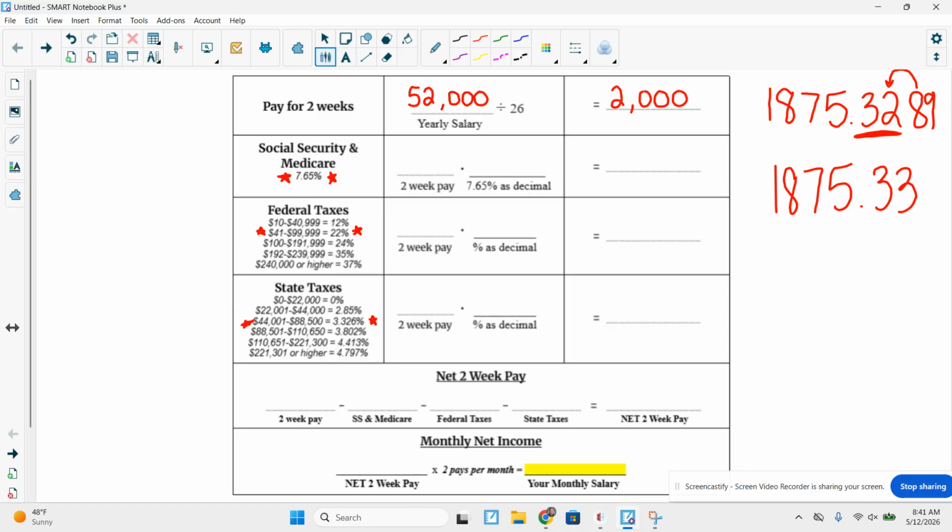Whatever this amount is for you, it's going to go in 4 different places. It's going to go wherever you see 2-week pay. So for me, I'm going to take this $2,000 and put it here, here, here, and finally, down here. So wherever you see 2-week pay, you put that amount. Take a minute and get those in those 4 blanks.